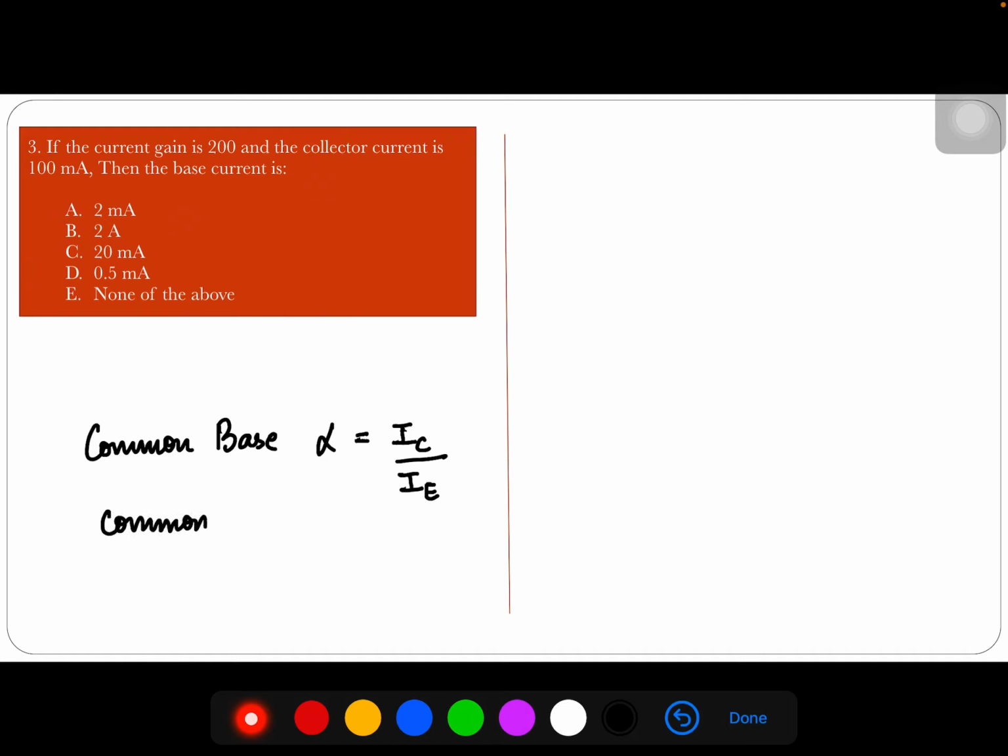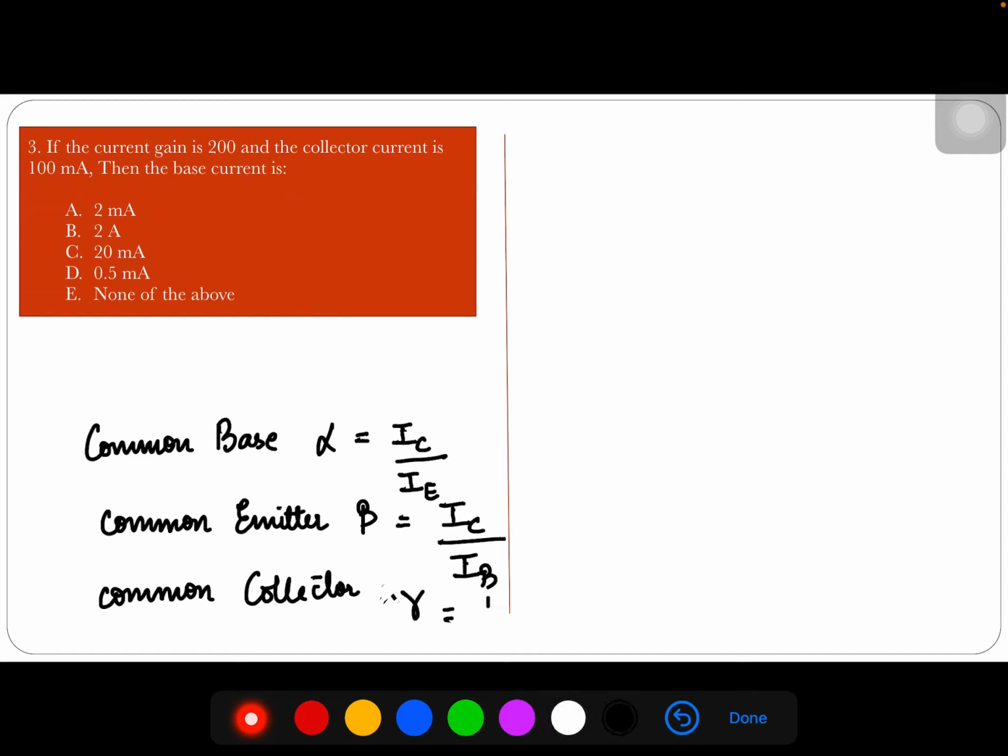Similarly, we have another configuration, that is common emitter, the current gain for which is given by beta, and the formula for beta is IC upon IB. And similarly, we have another configuration, common collector. For that particular configuration, current gain is given by gamma, not alpha, it's gamma. And the formula for gamma is IE upon IB. So these are the different gains for different configurations of BJT.